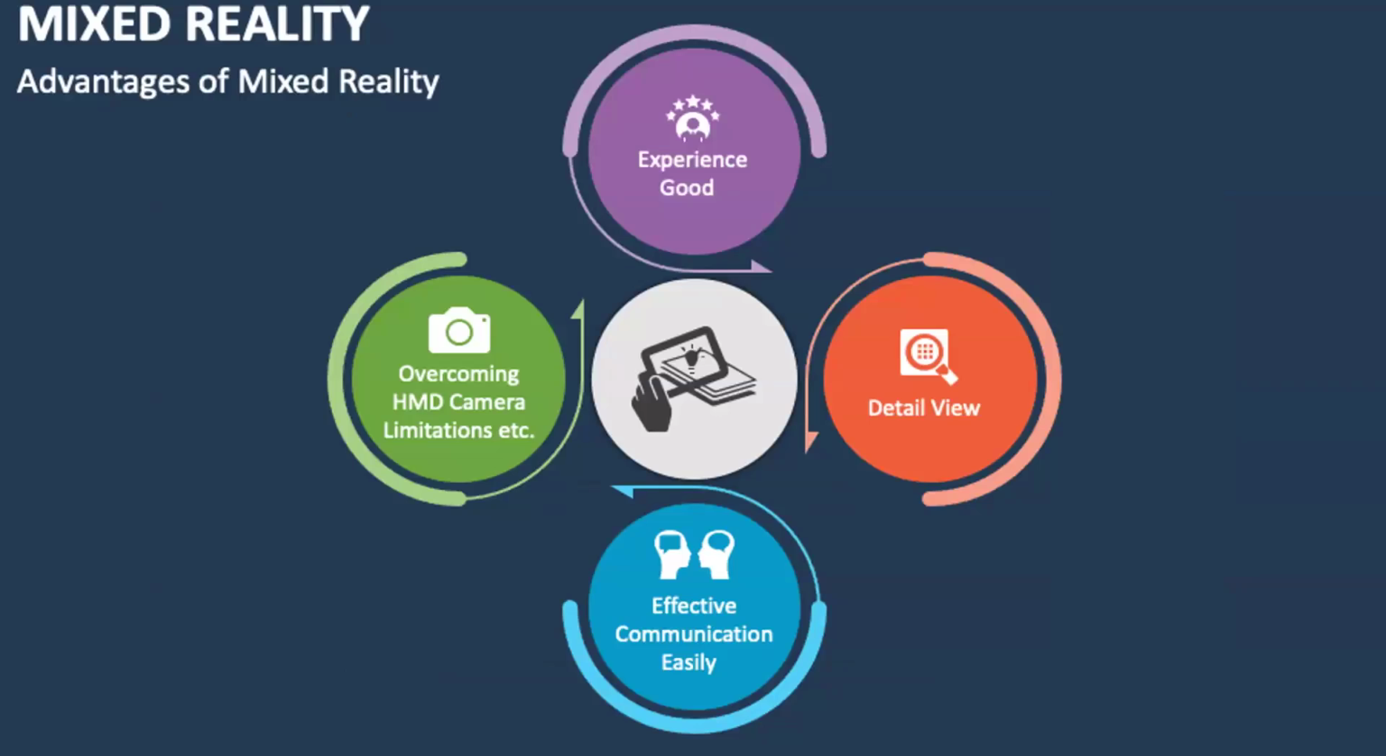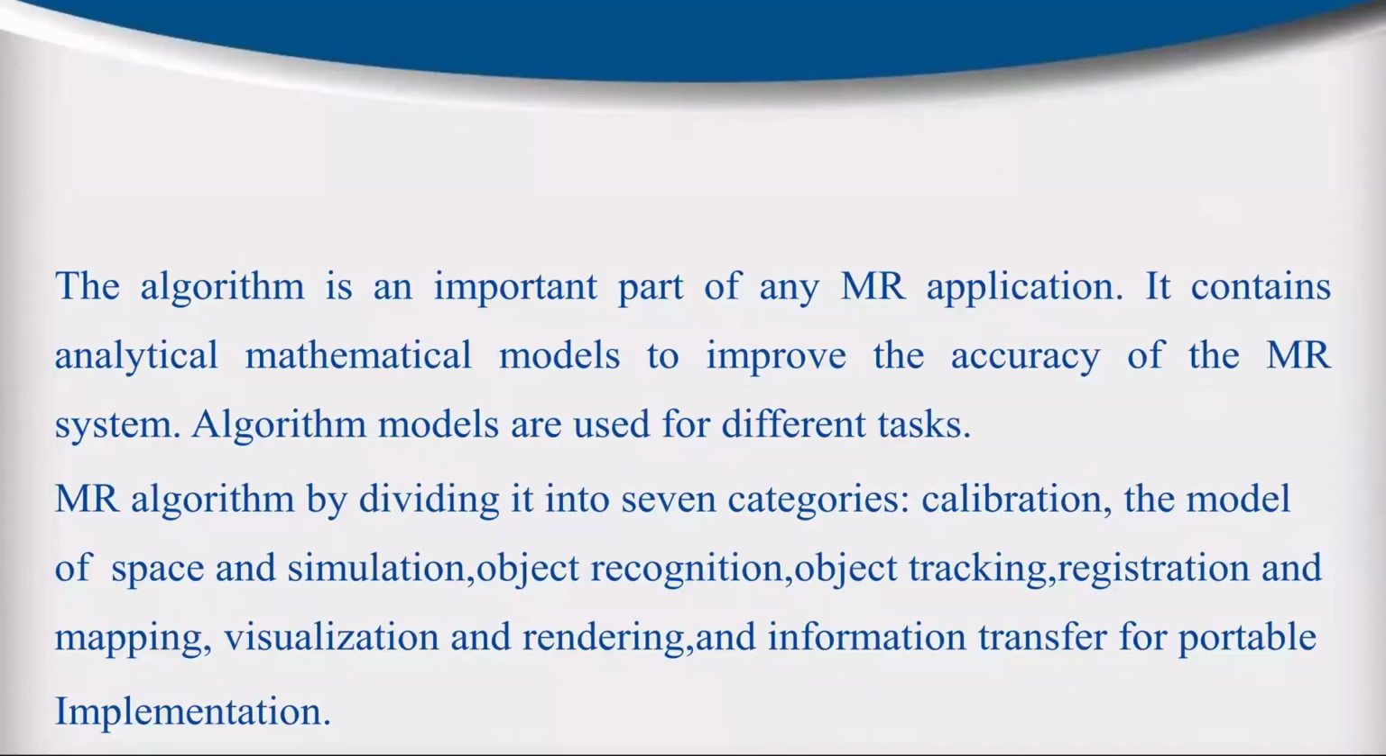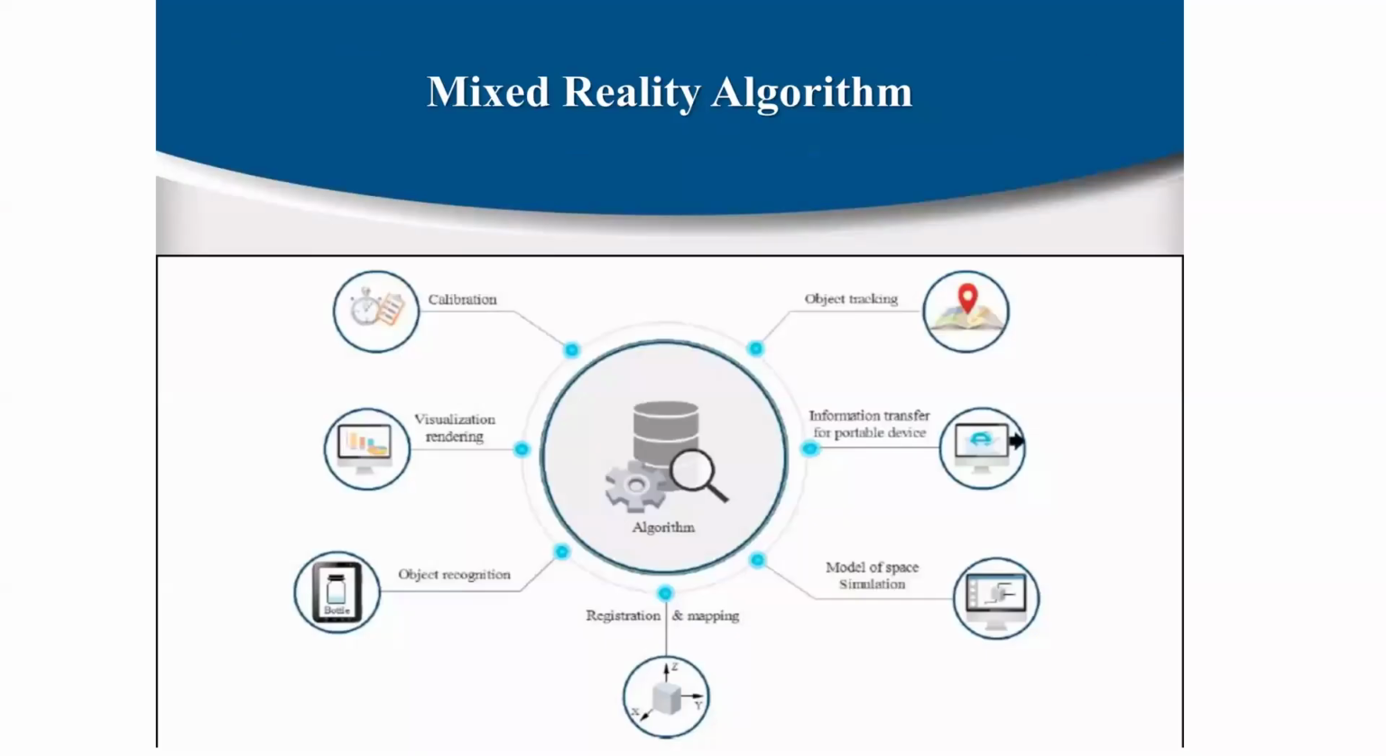So what are the major advantages with mixed reality? You have overwhelming HMD cameras, effective communication, detailed view, and good experience. Now, typical algorithms used in MR are object recognition, object tracking, image registration, image mapping, visualization, rendering, simulations, and information transfer. So if you see, it is a sub branch of your computer graphics and image processing courses. So these are the two mandatory courses one should have before developing any MR application.